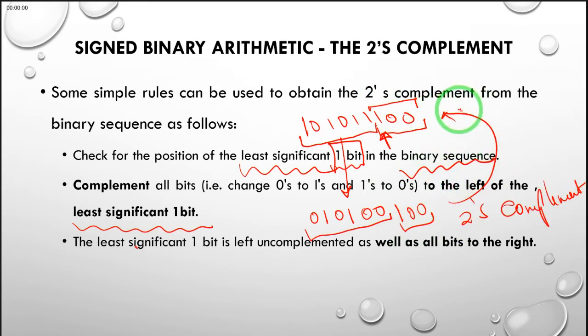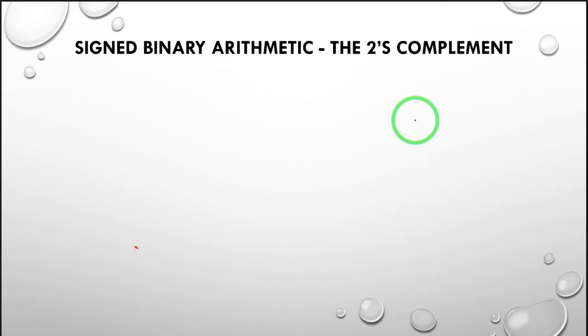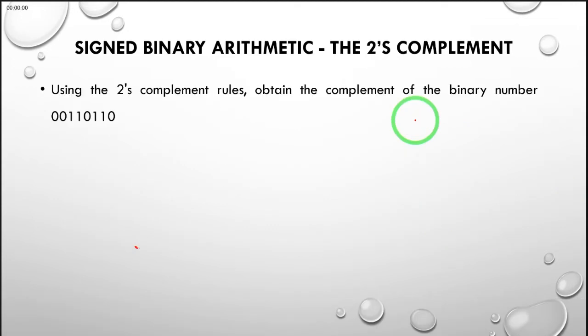So this is the given binary sequence, and the 2's complement becomes this one. Very simple procedure, much easier even than the one for obtaining the 1's complement. So another example for this 2's complement: we use the 2's complement rules to obtain the 2's complement of this number.